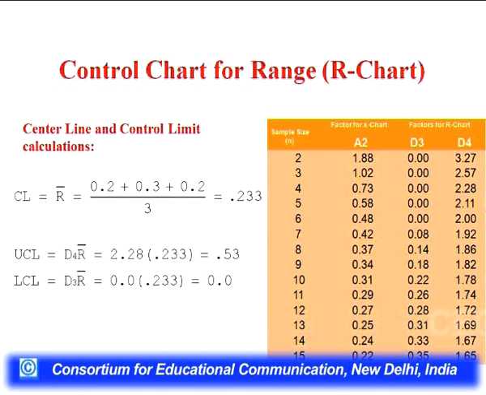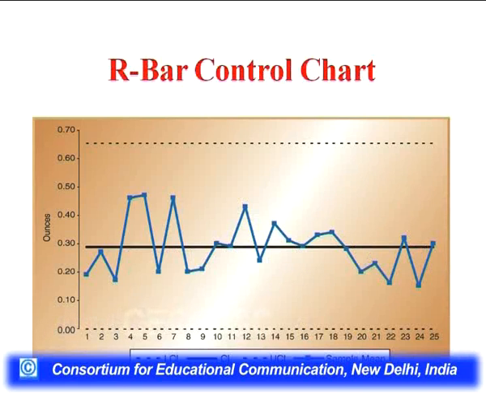And similarly, lower control limit for the range is D3 R bar, and D3 in this case is 0 for a sample size of 4. So, lower control limit is 0. So, we will draw a control chart for range also with center line at 0.233, upper control limit at 0.53 and lower control limit at 0. And this is the R bar control chart. We found X bar within the control, and now we find that even the readings of range also are within the control. So, we can say that the process is under control.